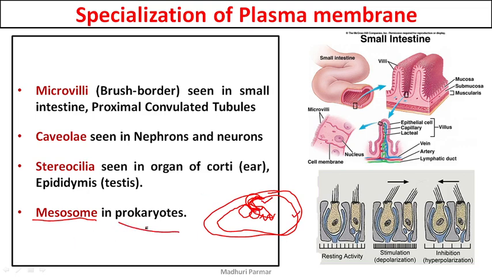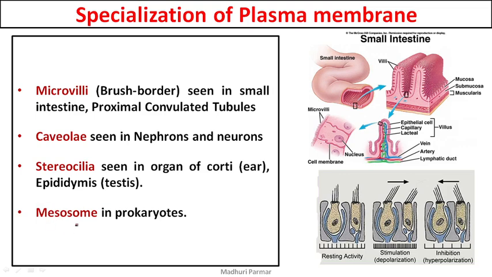So in case of prokaryotes, the specialization of plasma membrane are called mesosomes, and mesosomes help in such kind of role. They help in a sort of compartmentalization of the cell. Not too much, but they allow some specific reactions to take place in a particular side of the cell.